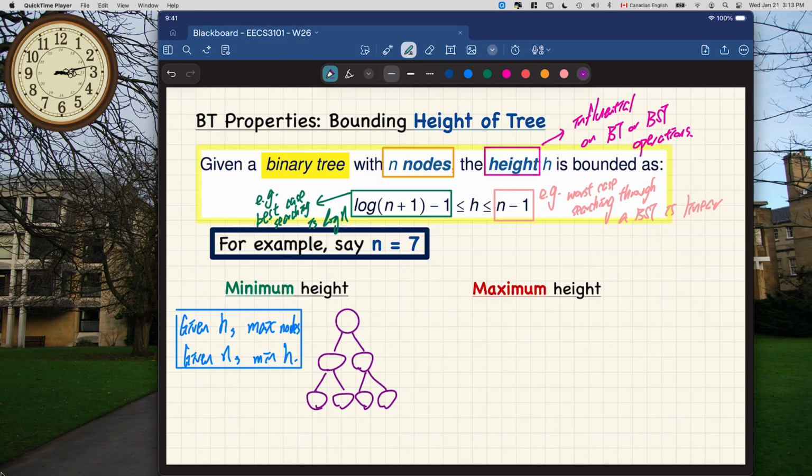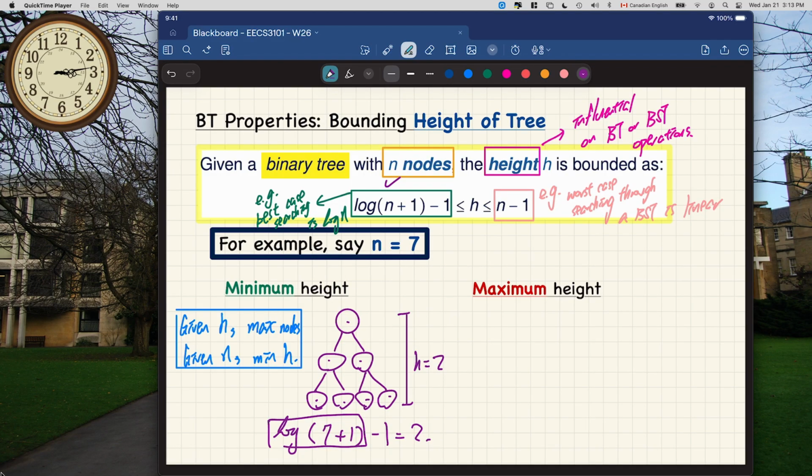And let's verify the math very quickly. The height here is simply 2, and it really corresponds to log of 7 nodes plus 1, and then once you take the log, minus 1. Log 8 is 3, 3 minus 1 is 2, right? I'm just trying to show you that the formula works, okay? However, how do we derive it? I'll get there, just give me one moment.